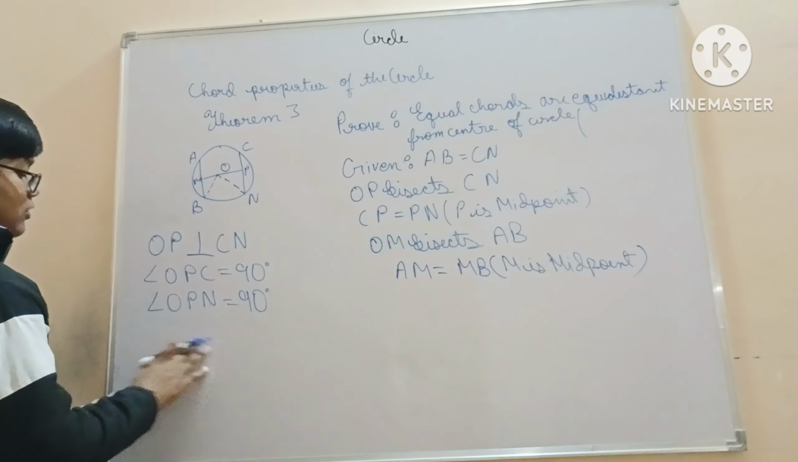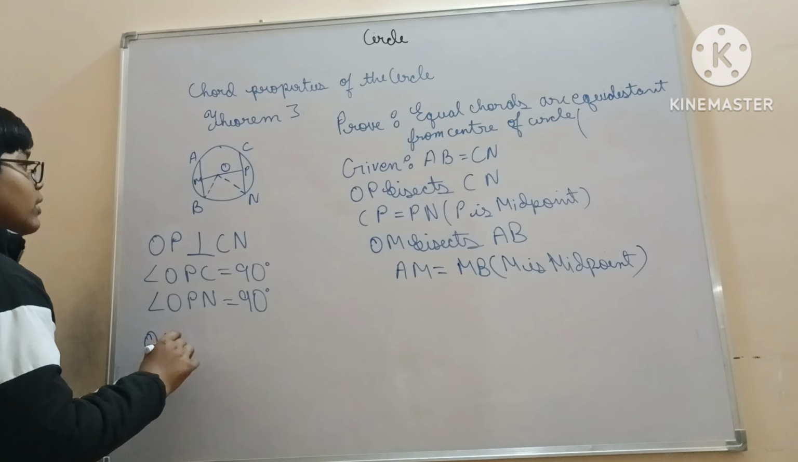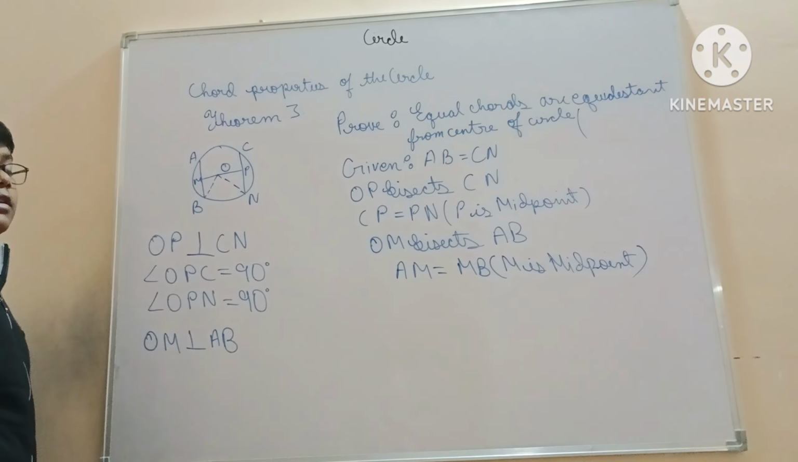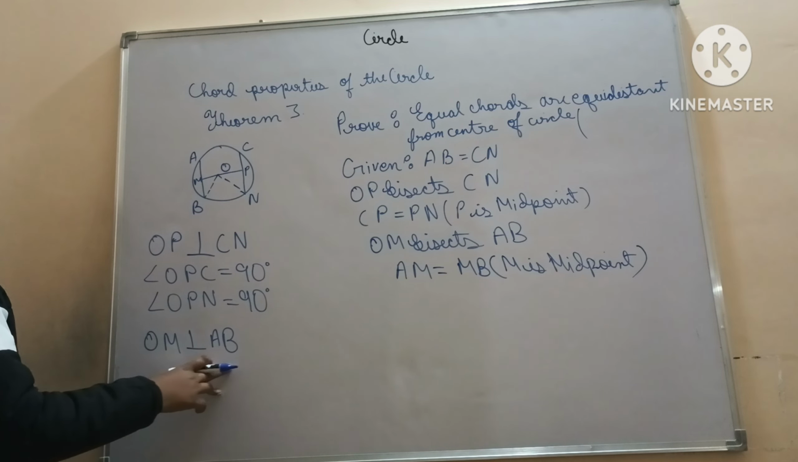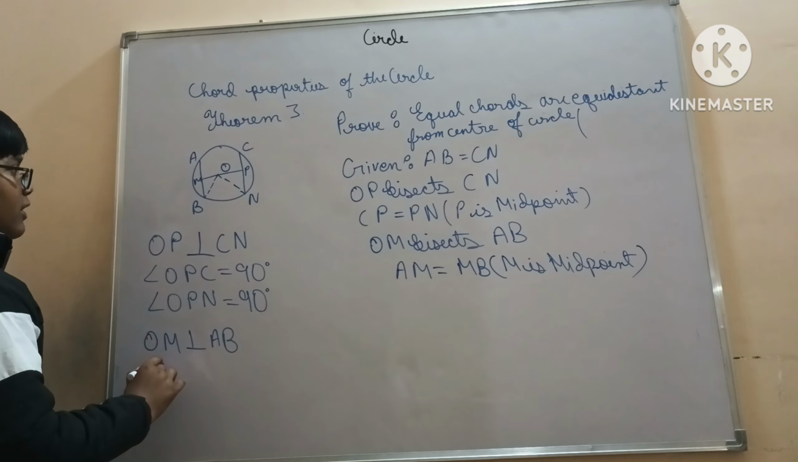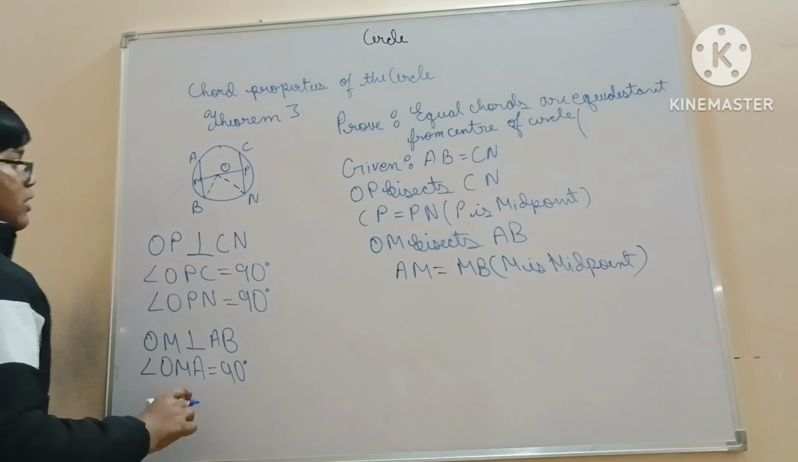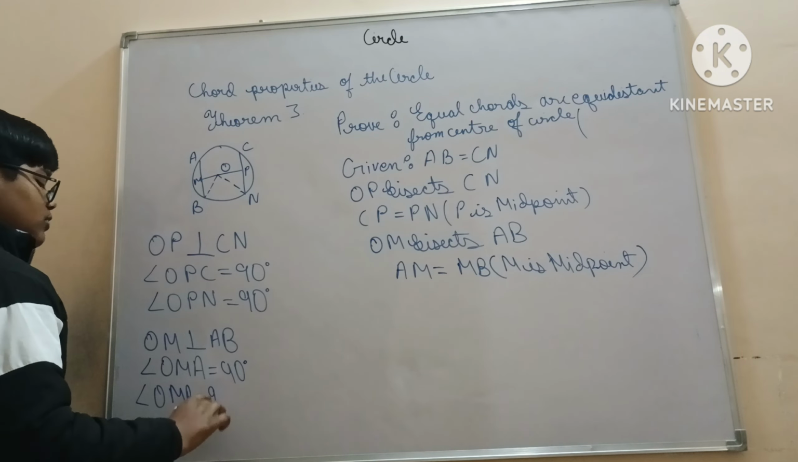In this case we can also state that OM is perpendicular to AB from theorem 2. So OM is perpendicular to AB, and we can state that angle OMA is equals to 90 degree, which is also that angle OMB is equals to 90 degree.